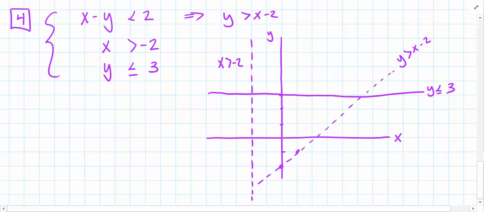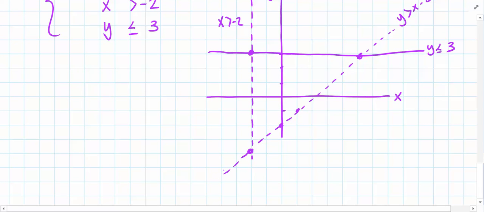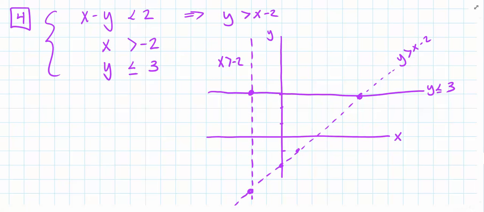Okay, so I kind of have this region here, right? There's a point there, and then if I actually drew this out right, there'd be a point down there. So these lines keep going, right? Okay, so let's go back to that first one. We want greater than x minus 2. So greater than x minus 2.